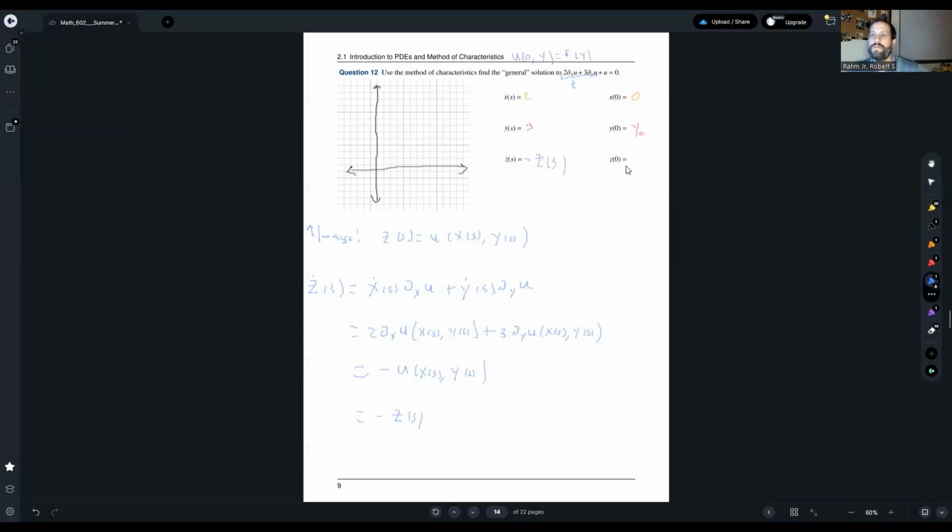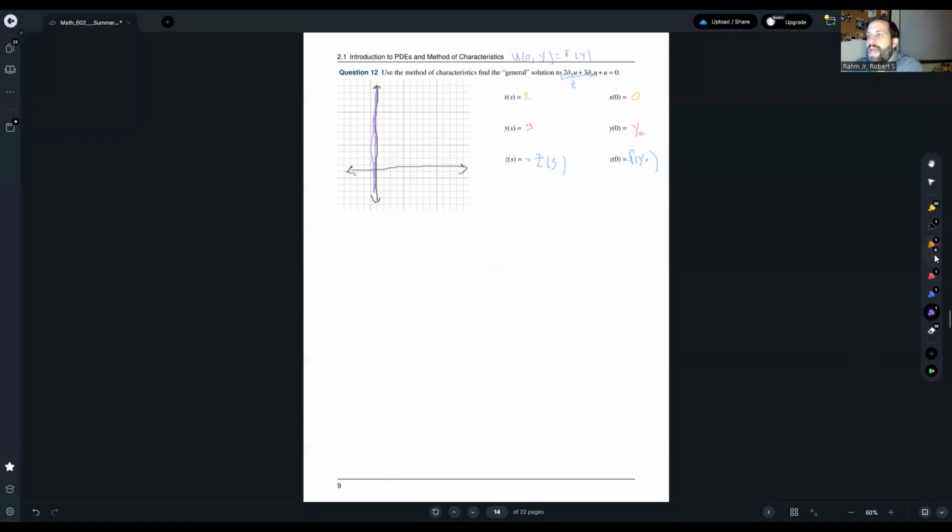And then still, z of 0 is going to be u of x naught, y naught. So this is just going to be f of y naught. Okay. So I'm going to erase all of this. Okay. And again, I want to highlight the purple line here. I want to highlight the Cauchy data here. So this is the Cauchy curve here.